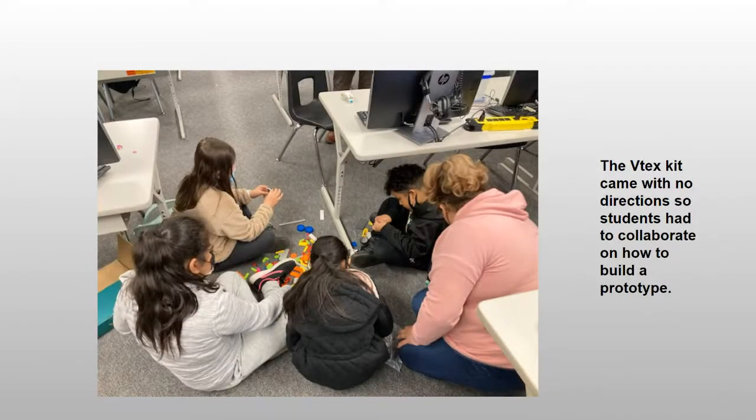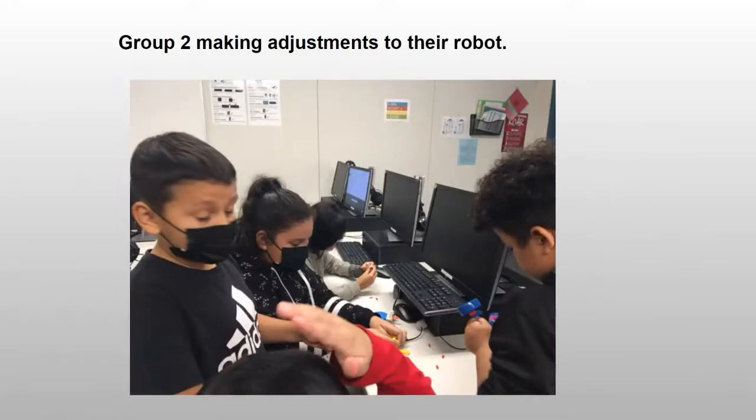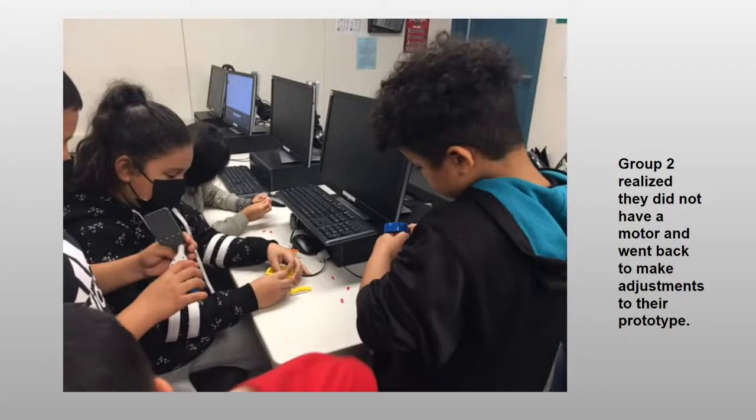So they also collaborated together, and eventually this team came up with a robot that had 2 wheels, and it also had a motor. This is the group that found out that if you don't have a motor, you can't run your robot. But we had some problems with coding. In the coding, this group found out that the VTech didn't automatically give us directions like the Lego We Do kits to program our robot.